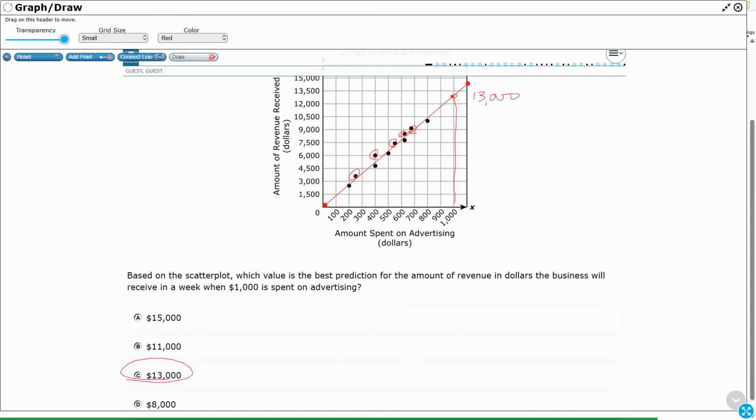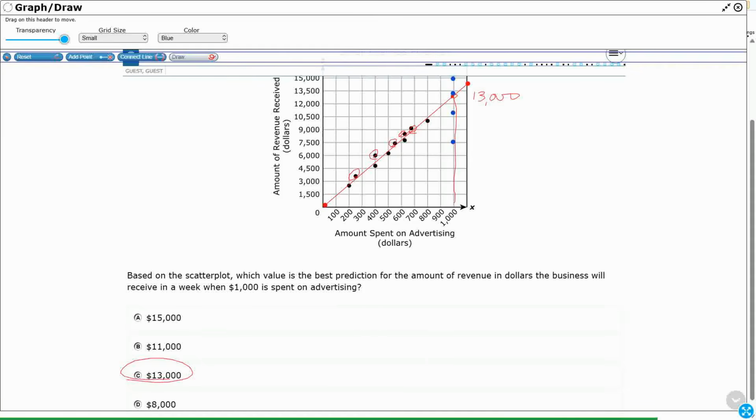Now, just to verify, let's plot some of these other points, right? So 15,000 is going to be way up here, way too high. 11,000 is going to be right around there, and then 8,000 is going to be down, maybe right there, maybe up a little bit. But as you can see, that 13,000 is going to be our best shot.